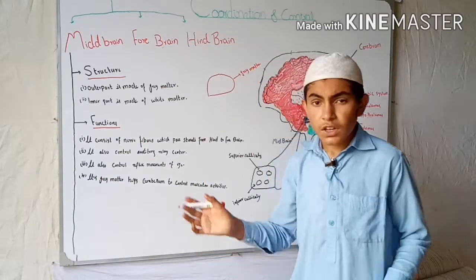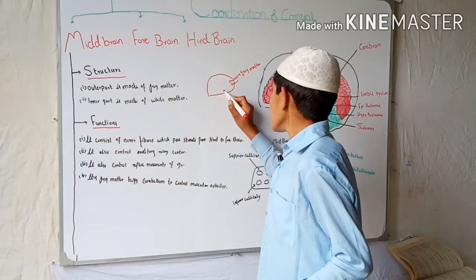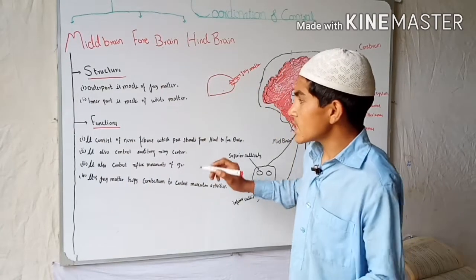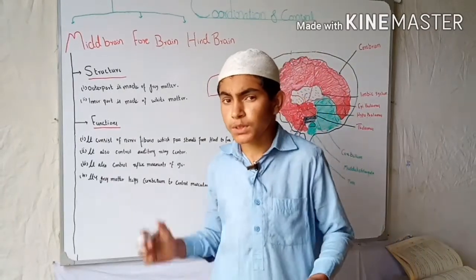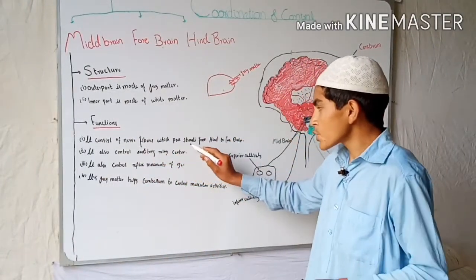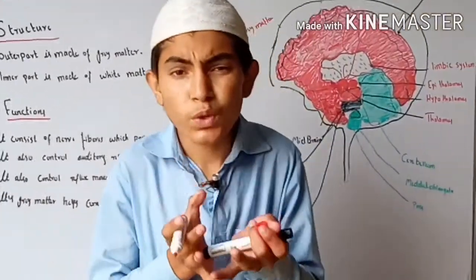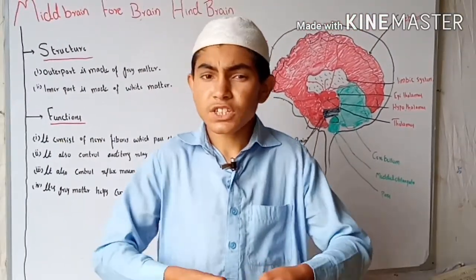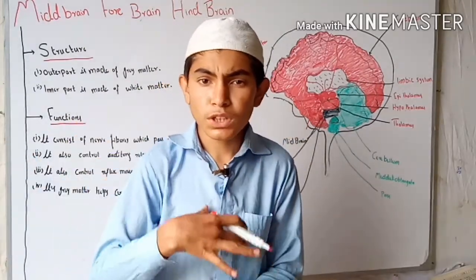It consists of the cell bodies of the neurons, and the other part is the white matter, because it consists of the axons of the neurons. Function: it consists of nerve fibers which pass stimuli from the hindbrain to the forebrain. It works as a passer which passes stimuli from the hindbrain to the forebrain and from the forebrain to the hindbrain.